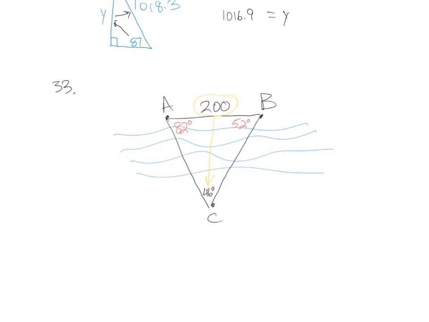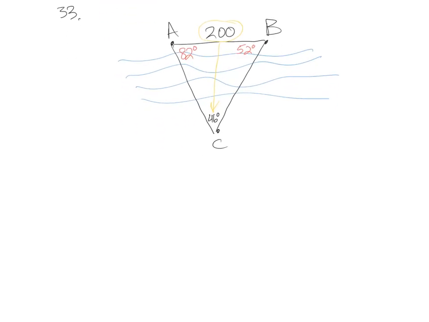All right, so now you can set up your sine function. So you have the sine of 46 is to 200, and it wants from A to C, right? Yeah, A to C. So this is little b then. So now we need that angle. So sine of 52 is to b. All right, now let's cross multiply. Did everybody do that? So b times the sine of 46 equals 200 times the sine of 52.